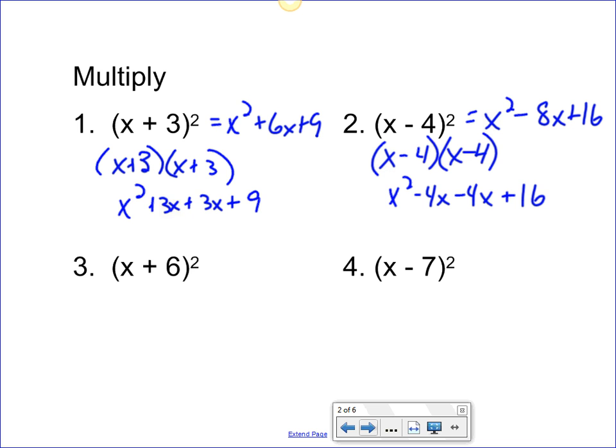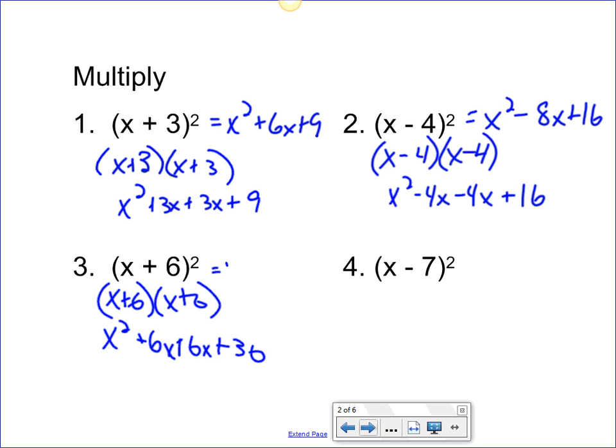Okay, and then if I did this next one, same idea, x plus 6 times x plus 6, I'd get x squared plus 6x plus 6x plus 36. So I'd get x squared plus 12x plus 36. If you try the last one, pause the video, try the last one, and you would get x squared minus 14x plus 49.